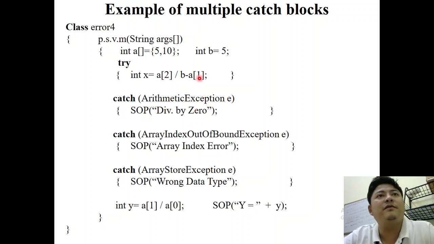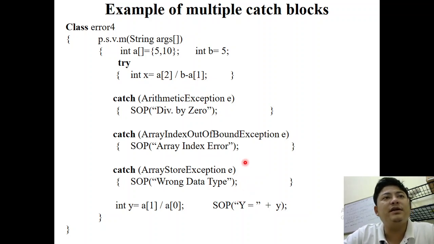Or you may be referring in this a of 1 or in this a of 2, you might be referring to the element which is beyond the limit of the array, so array index out of bound exception. Or you may be storing some information and that's not applicable, wrong data type. Like for example, this may be character, or whatever it is, in any sense.